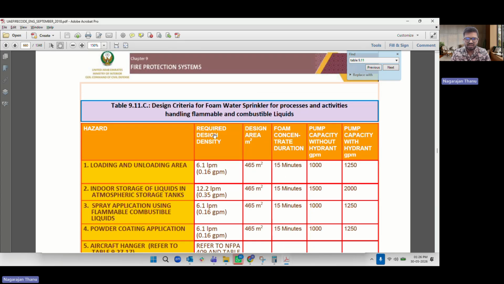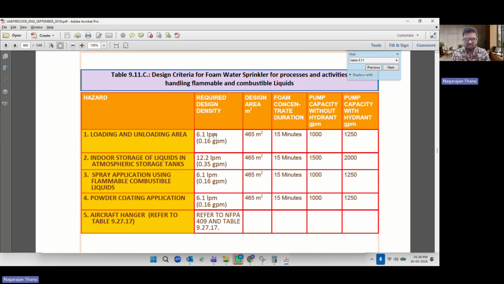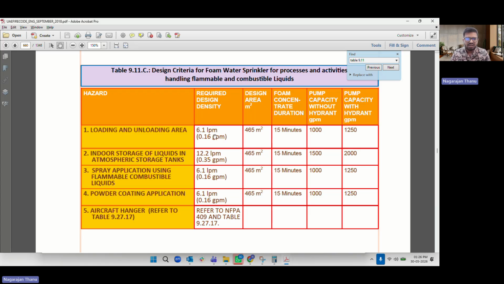To understand the discharge criteria in the UAE FLS code, there are five hazards. First one, loading and unloading area. For that area we need to consider the density 6.1 liter per minute. Then indoor storage of liquid in atmospheric storage tank. So this is what we are talking about now. We have the diesel generator. We are protecting the diesel generator room, so that comes under indoor storage of liquid only, because the fuel is inside the tank. Then the spray application area, the powder coating application, and aircraft hangar.